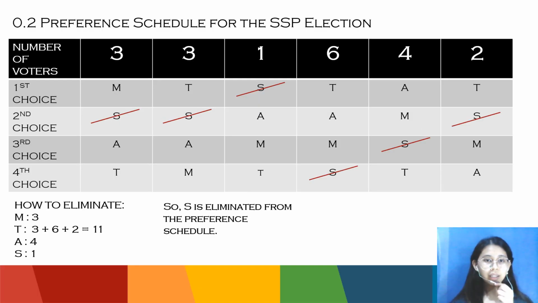Just like what we have did on the first example, we need to find those participants who have same votes, then list all the candidates, then dito po tayo magbe-base sa first row kung magkano yung votes nila. Just like si M, merong 3. Si T, merong 3 plus 6 plus 2. That equivalents to 11. And A has 4 votes and S has 1 vote. So, therefore, since si S po may maliit na votes, S will be eliminated from the preference schedule.